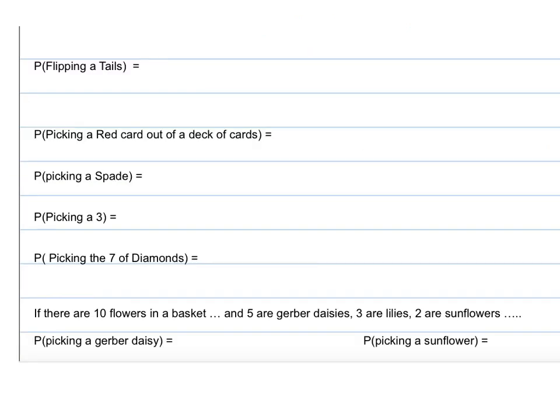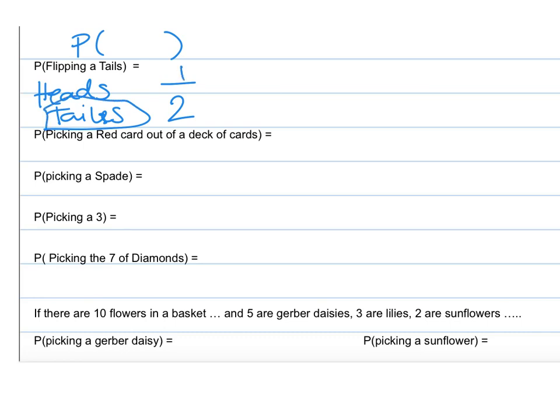All right, some more probability here. If you are confused, I guess I didn't go through this. P in parentheses means the probability of whatever is inside the parentheses. So that's what you're trying to figure out. For this first one, we're trying to figure out the probability of flipping a tails. On a coin, how many total outcomes are there? I could either flip heads or I could flip tails. That's 2 outcomes, but we're looking for tails, which is 1 of the 2 outcomes. So there's a 1/2 chance that you'll flip tails.